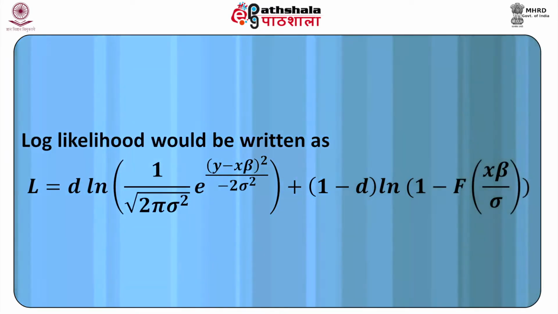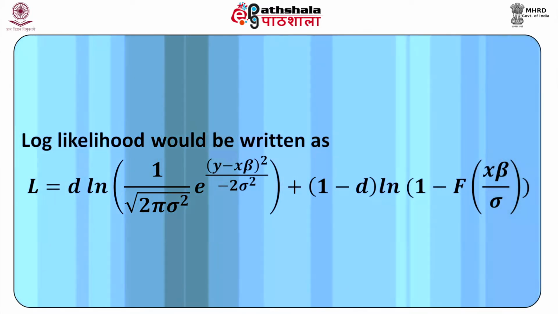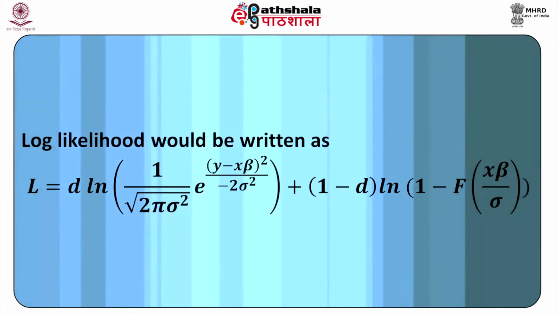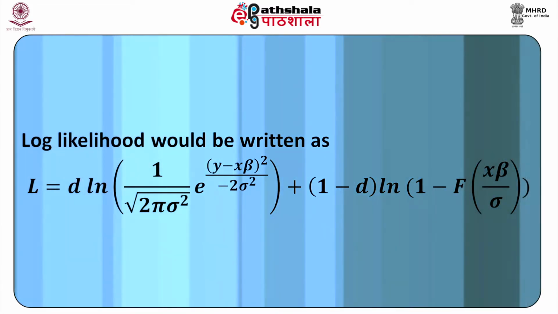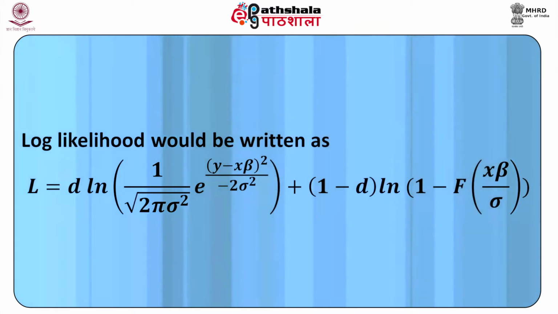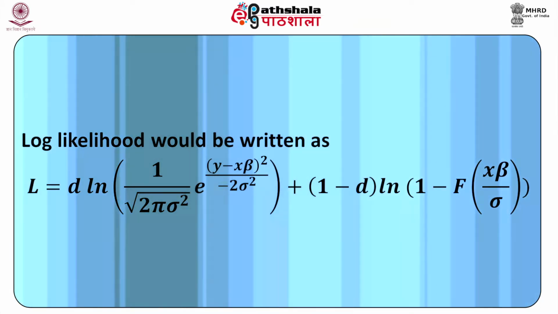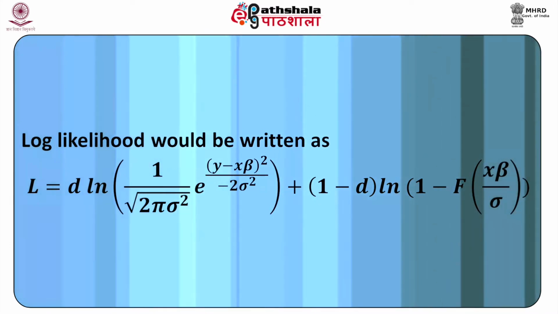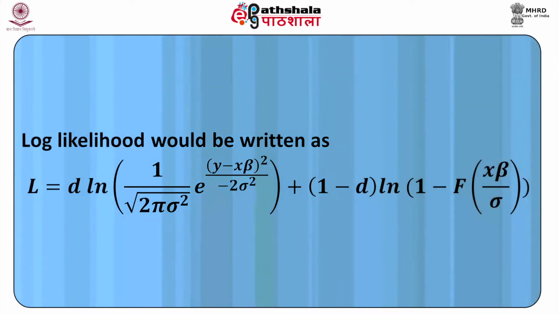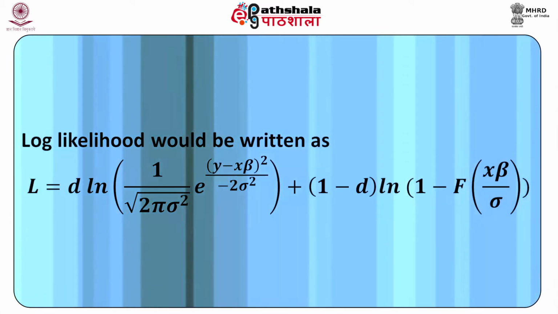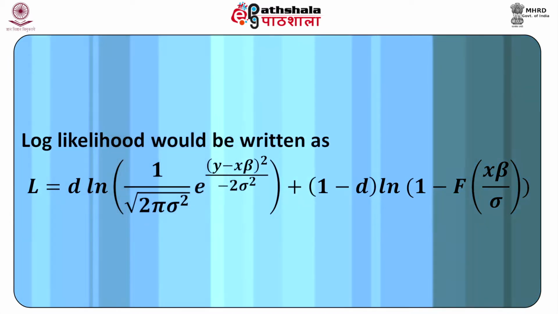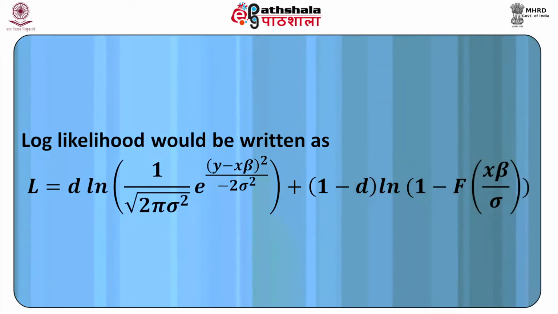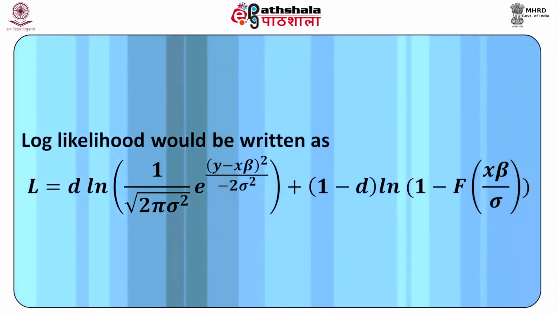Now the log likelihood of the same could be written as L is equal to d into ln of, in bracket, 1 upon root 2 pi sigma square into e raised to power y minus x beta square upon minus 2 sigma square, plus 1 minus d into ln of 1 minus F of x beta upon sigma. Let me clarify. I am sure you can see that this first expression after ln is nothing but the density function of a simple normal distribution.